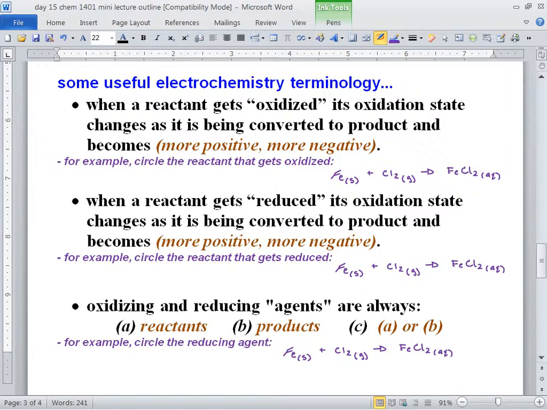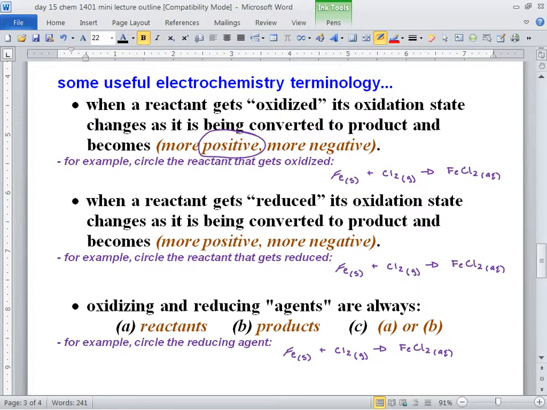When a reactant gets oxidized, its oxidation state changes as it's getting converted to product. Does anybody know? Oxidized means gets more positive. I think someone might have said it. Oxidized means gets more positive.